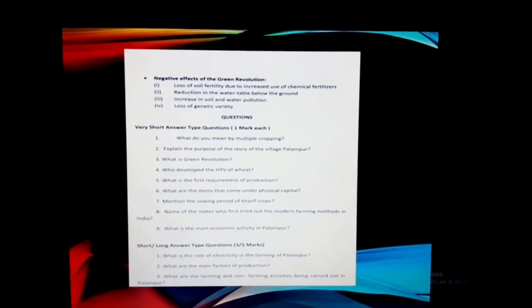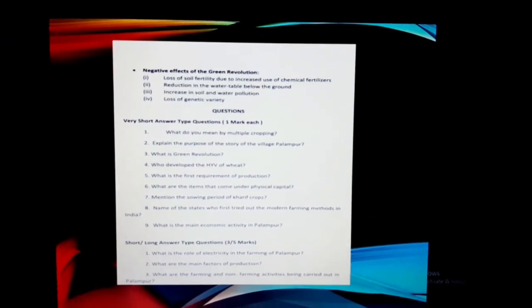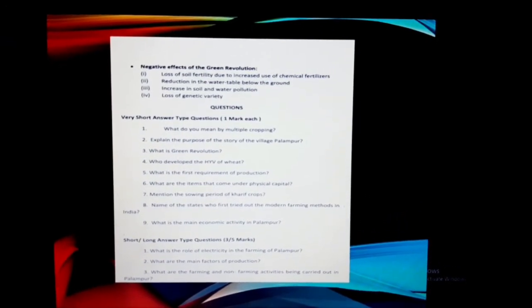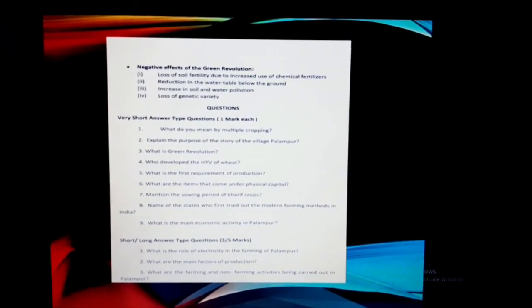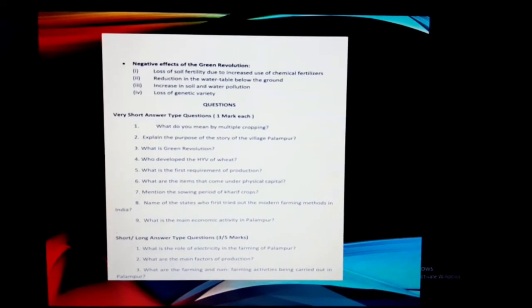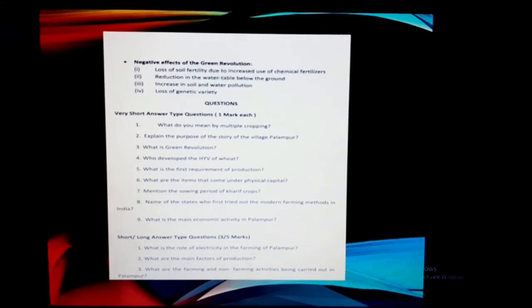Everything has pros and cons, and so does the Green Revolution. The negative effects of the Green Revolution: the first is loss of soil fertility due to increased use of chemical fertilizers, reduction in the water table below the ground, increase in soil and water pollution, and loss of genetic variety.